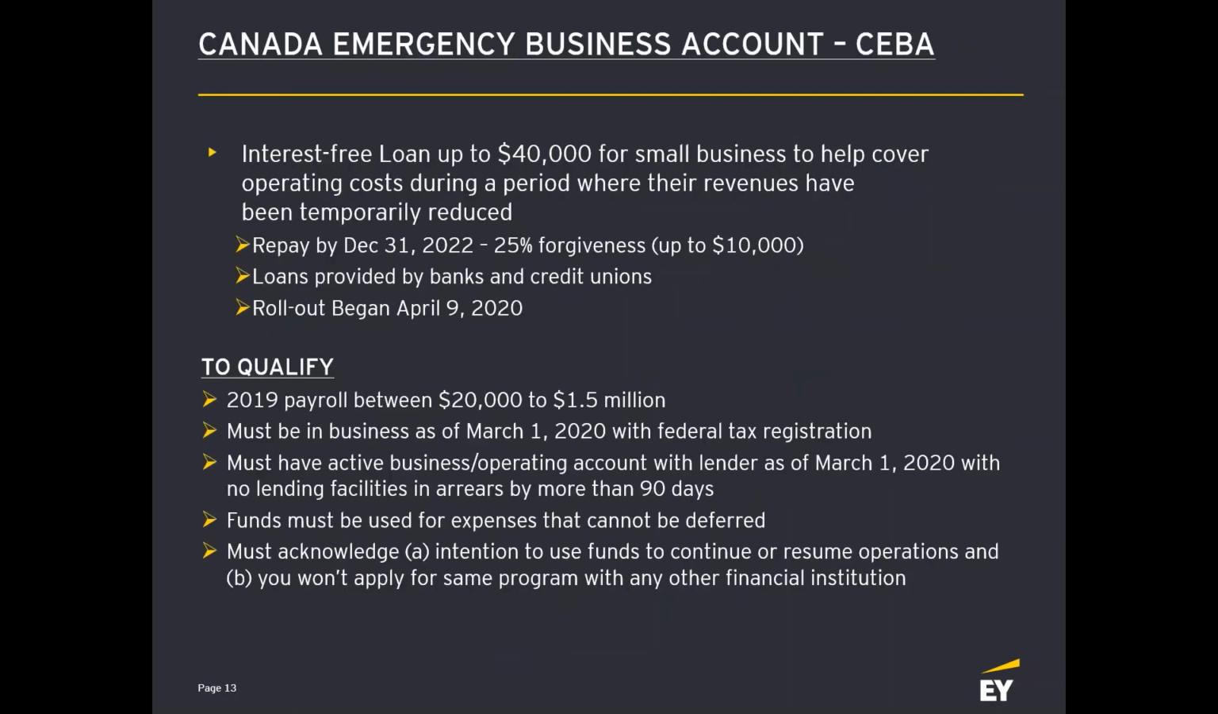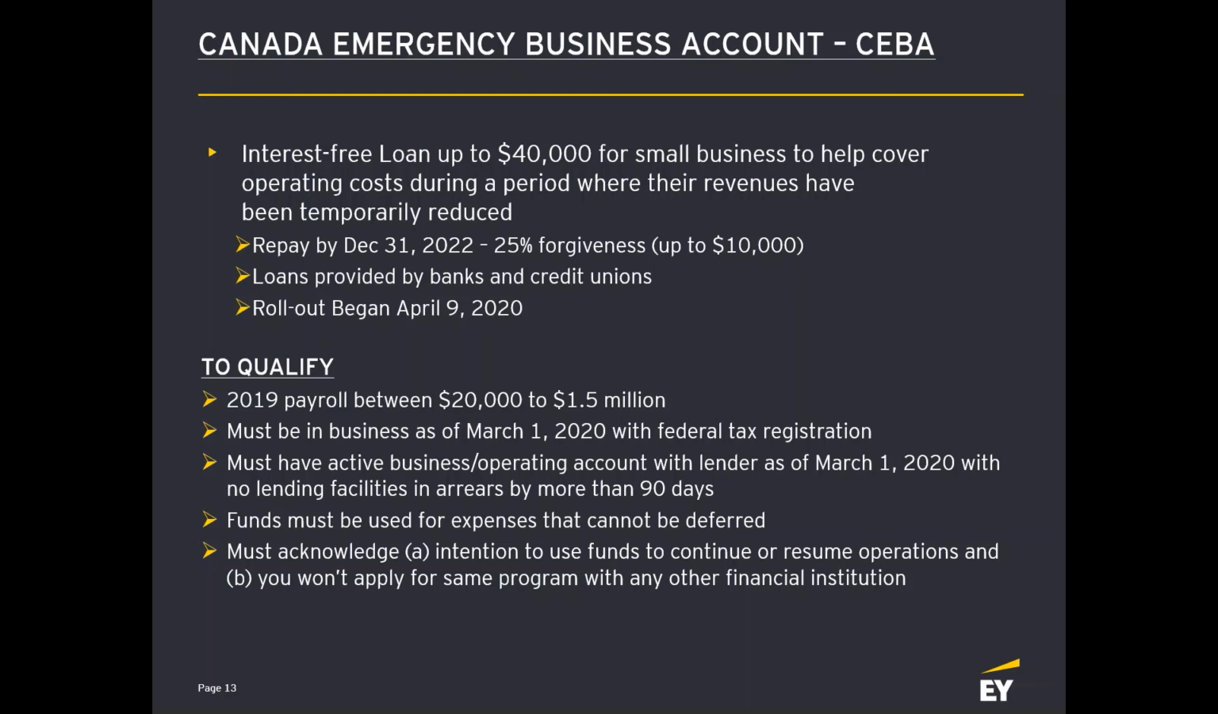Okay, so I'm running very out of time. One thing I'll just mention, and then I'll leave some time for questions, is this Canada Emergency Business Account. So this is the interest-free loan of up to $4,000 for small businesses to cover operating costs when the revenues have been reduced. One significant thing here is that if there's repayment, and everything has to be repaid by December 31st, 2020, then 25% is forgiven, so up to $10,000. So this is a pretty good deal, right? I mean, it's access to funds on an interest-free basis, and then potential forgiveness. So this is something which, if you qualify, it's quite beneficial.